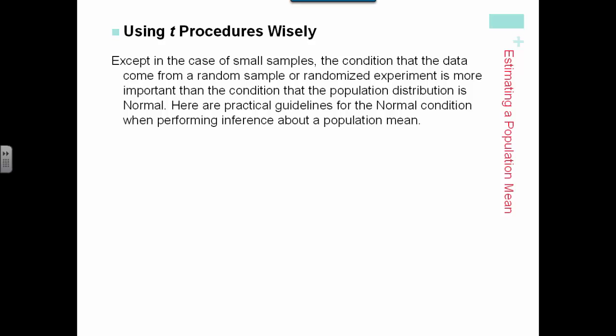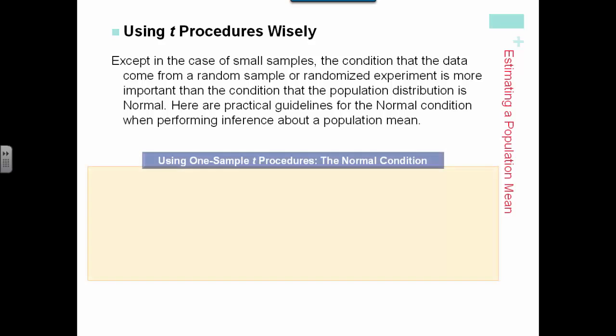Except in the case of small samples, the condition that the data come from a random sample or randomized experiment is more important than the condition that the population distribution is normal. Here are practical guidelines for the normal condition when performing inference about a population mean.